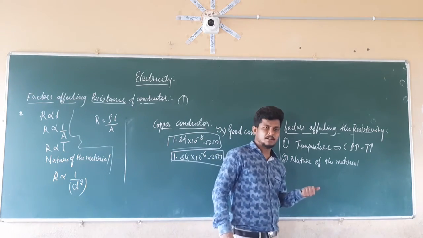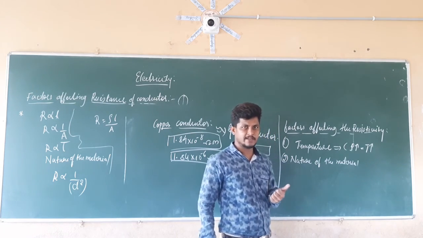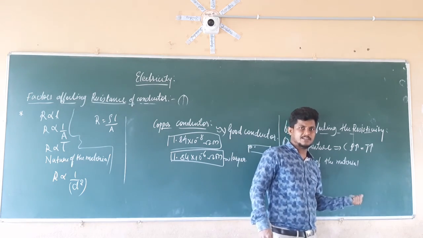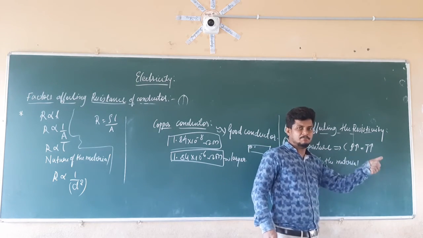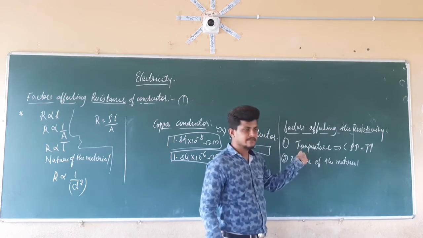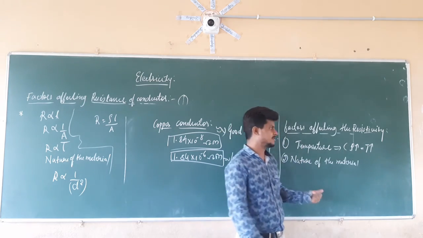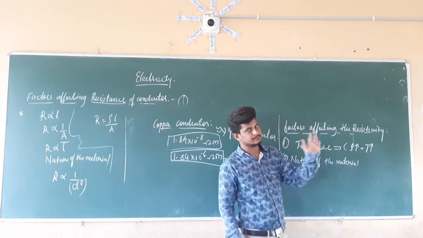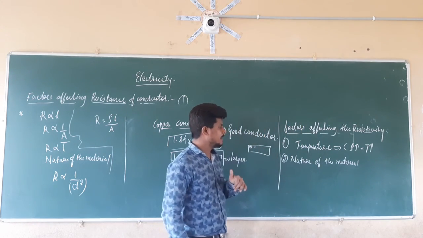If we take the example of Ohm's law, why do we take a constant temperature there? Because if the temperature increases, the resistivity of the conductor increases, that is, the current carrying capability of the conductor is going to decrease. Right. In the same manner, consider the nature of the material.